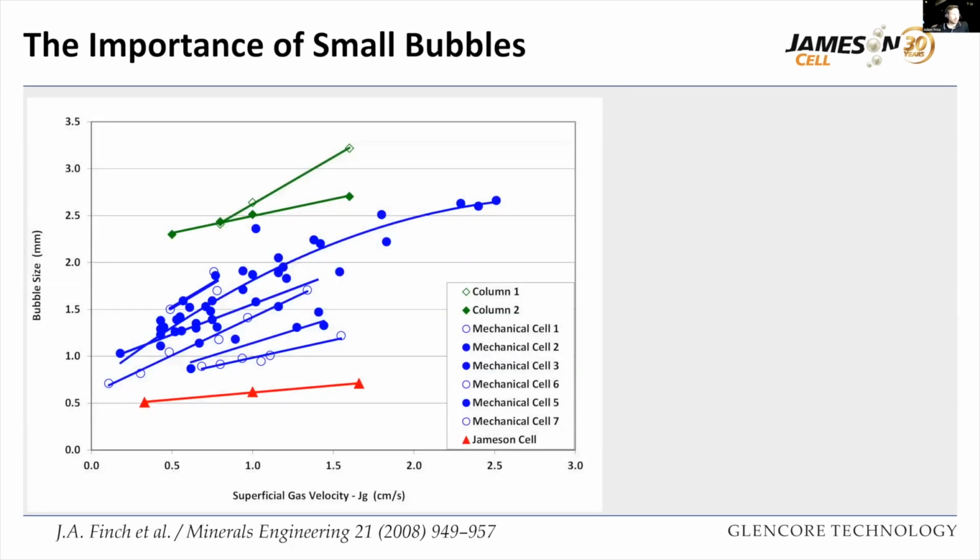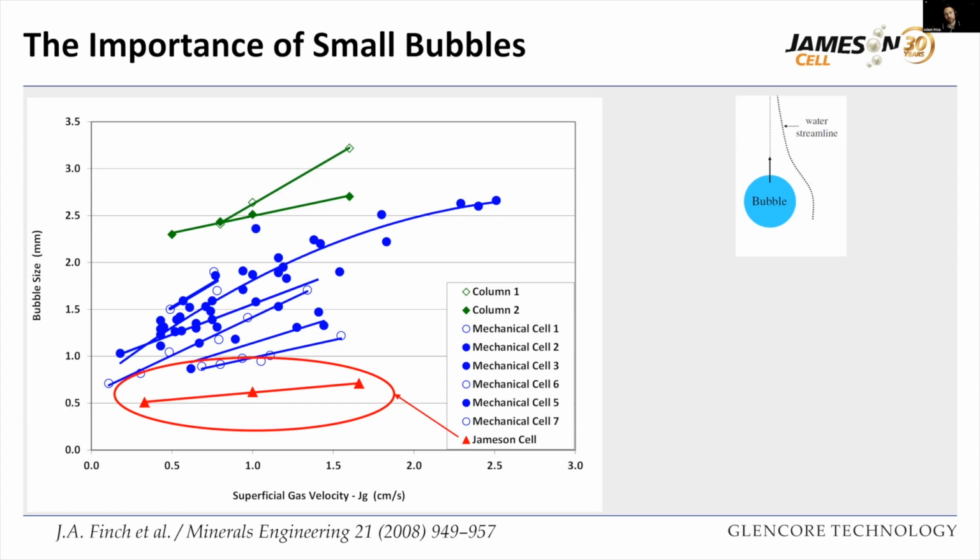So why are small bubbles important? This is just looking at some comparisons from a study done at one of the universities in Australia a few years ago now, showing the bubble size of the Jameson cell, which is in red down the bottom, at around 0.5 millimeters, compared to anywhere between 1 to 2 millimeters for conventional cells. And the columns that were tested at the time were even a bit larger, at around the 2.5 to 3 mm range.